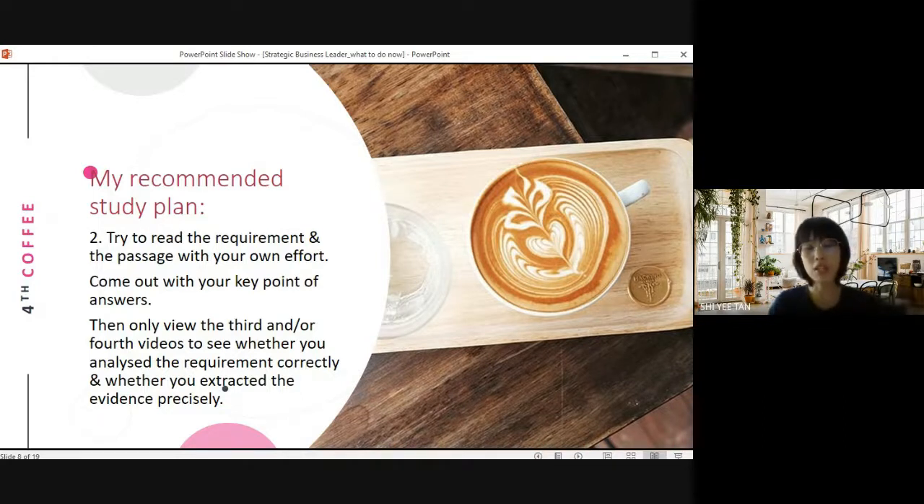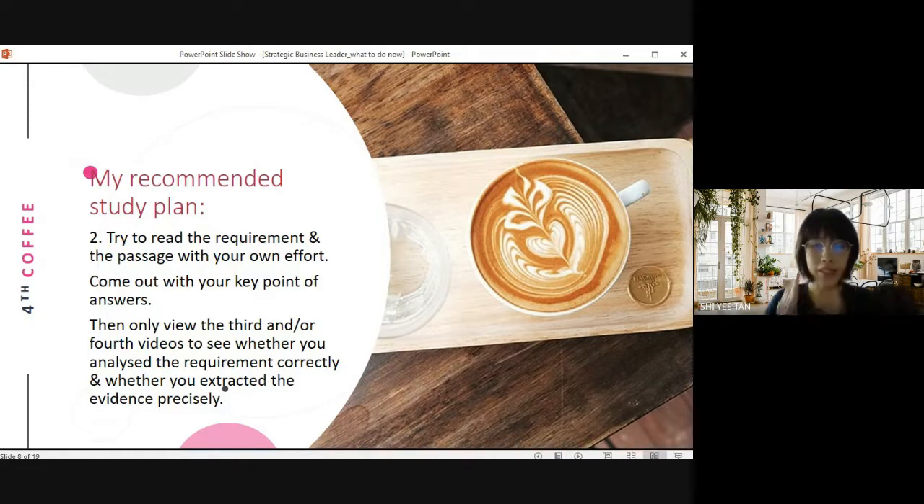So when you view the videos, you see how the explanation is done compared to what you think. Do you see any differences, and why are there differences? Why is there a difference between what the video has explained and what you think? Why did you mistakenly interpret the questions? Why is that so? So you can analyze it. So that is the second stage.